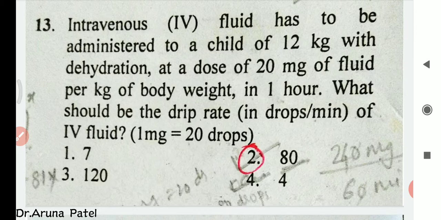13 from set B. The question is: intravenous IV fluid has to be administered to a child of 12 kg with dehydration at a dose of 20 mg of fluid per kg of body weight in 1 hour. What should be the drip rate in drops per minute of IV fluid? 1 mg equals 20 drops, given. So these are the four options.